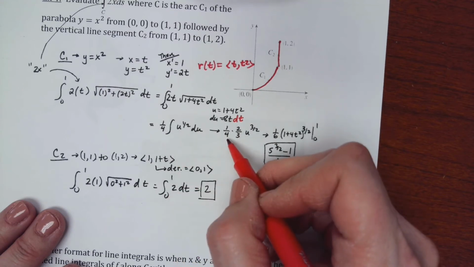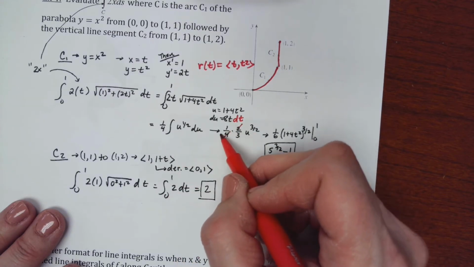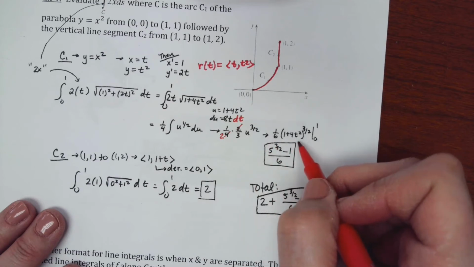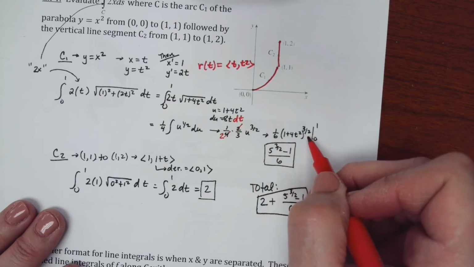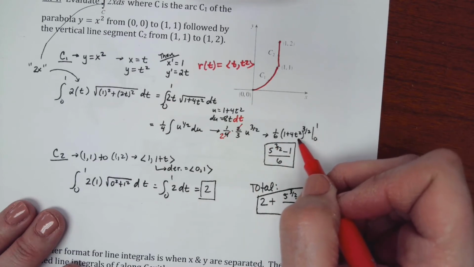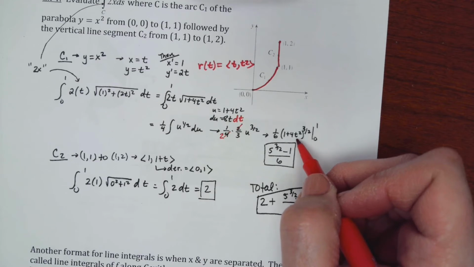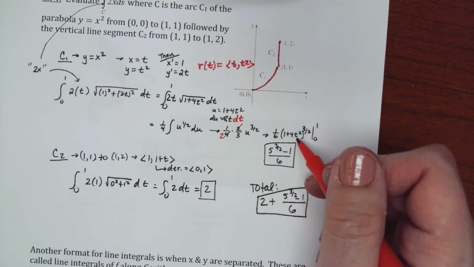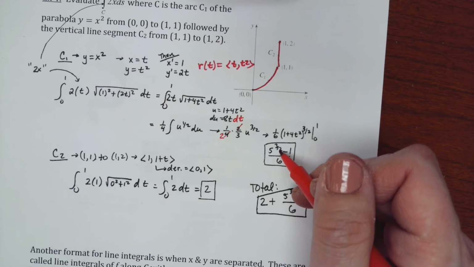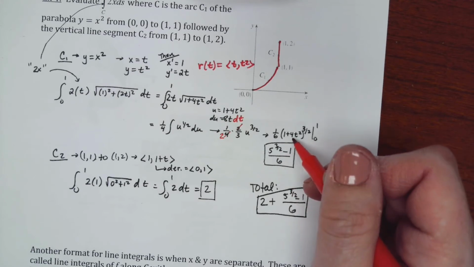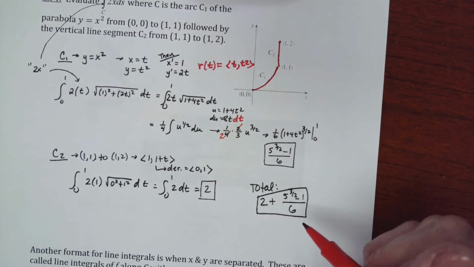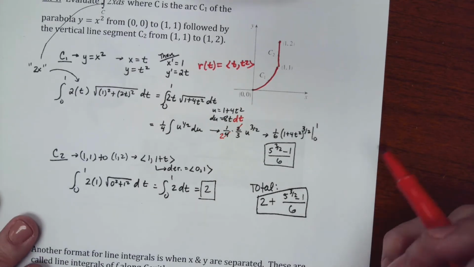I have my 1/4. So that cancels here. That turns into 1/6, and I put my u back: 1 plus 4t squared and to the 3/2. So you plug in a 1, and you get 5 in there. So that's where you're seeing this 5 to the 3/2. You plug in a 0, and you see 1 to the 3/2. That's where you're seeing 1 to 3/2 is 1, and then all over 6. So that's for the parabola piece.